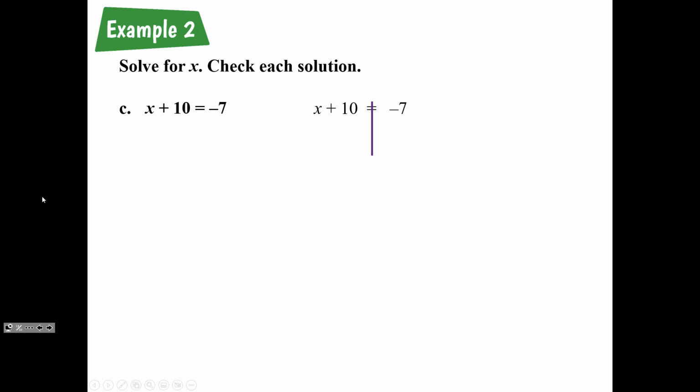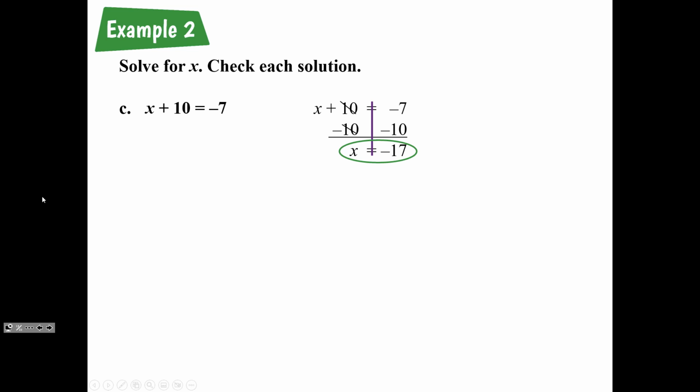Okay. Example 2c. So we have x plus 10 equals negative 7. We want our x by itself. So what do we have to do to get x by itself? Do you know? Subtract 10 from both sides. So when we do that, we get an x by itself, and then we have negative 7 minus 10. What's negative 7 minus 10, Jaden? Negative 17. So we have our x is equal to negative 17.